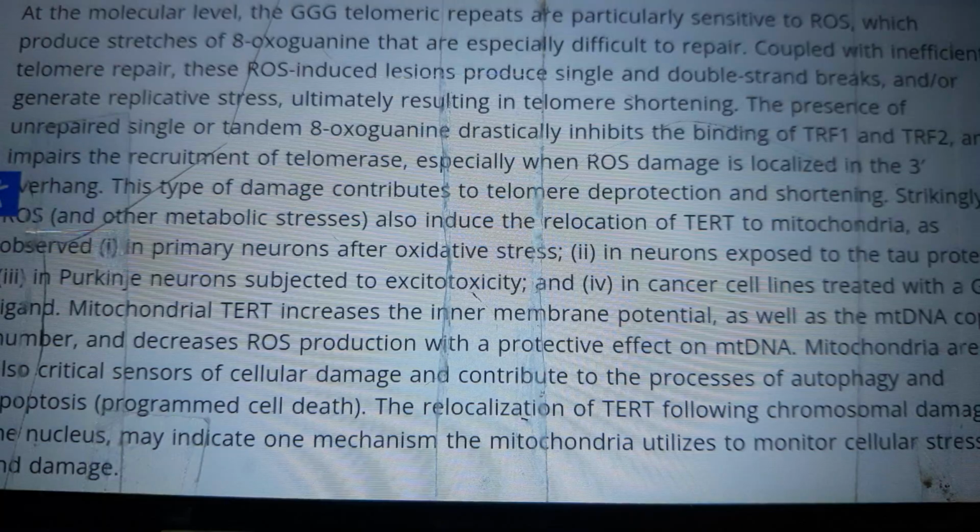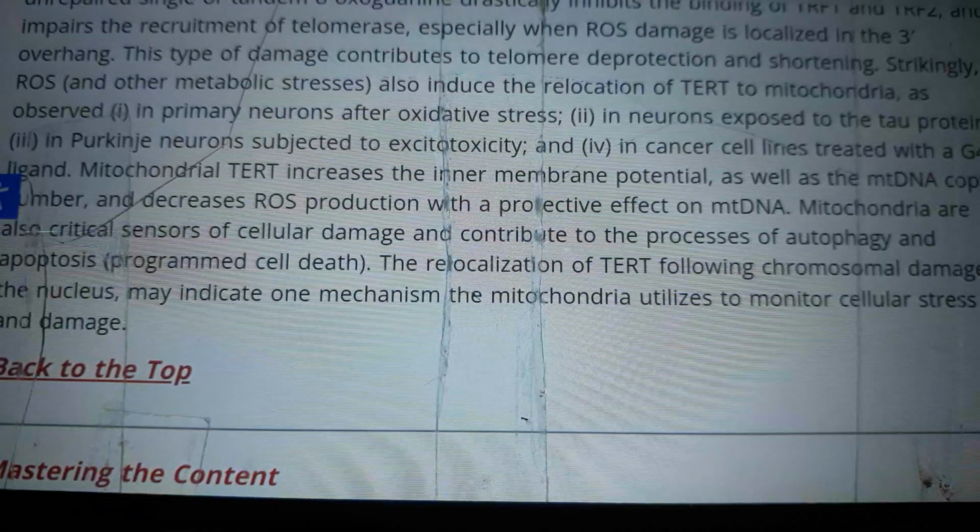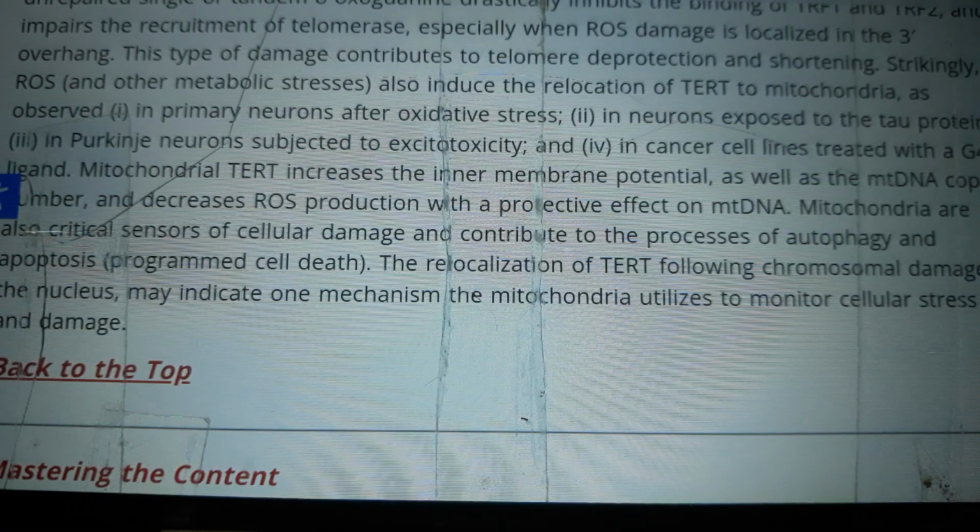At the molecular level, the GGG telomeric repeats are particularly sensitive to ROS, which produce stretches of 8-oxoguanine that are especially difficult to repair. Coupled with inefficient telomere repair, these ROS-induced lesions produce single and double strand breaks and or generate replicative stress, ultimately resulting in telomere shortening. The presence of unrepaired single or tandem 8-oxoguanine drastically inhibits the binding of TRF1 and TRF2 and impairs recruitment of telomerase, especially when ROS damage is localized in the 3' overhang. This type of damage contributes to telomere deprotection and shortening.